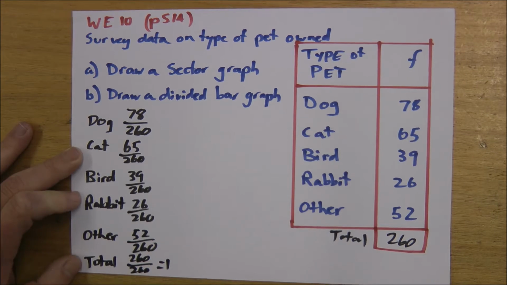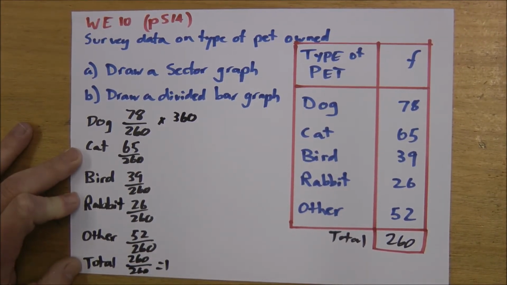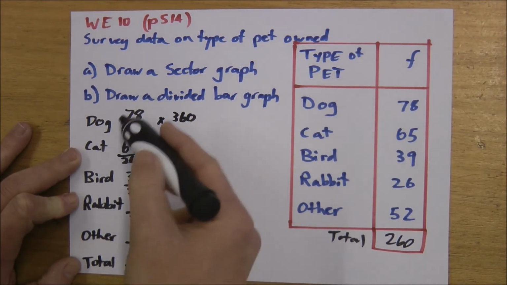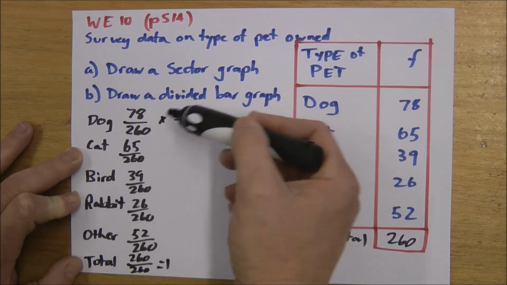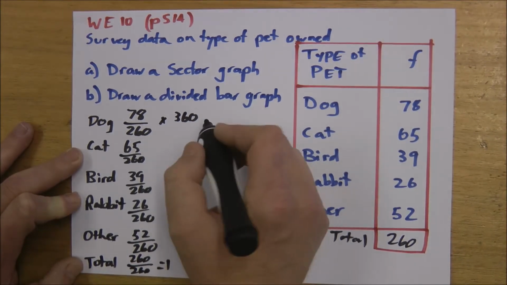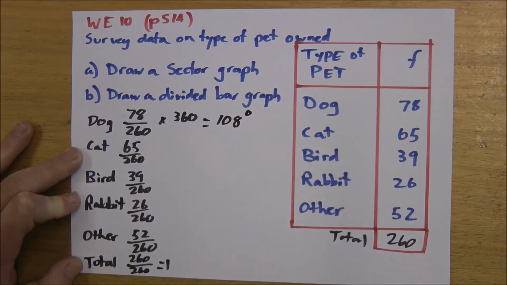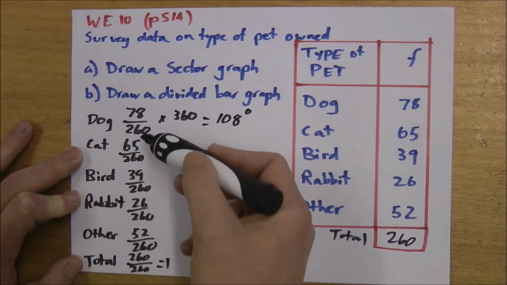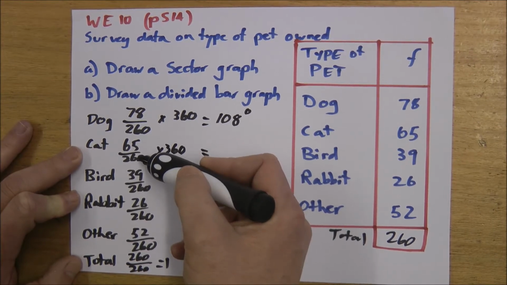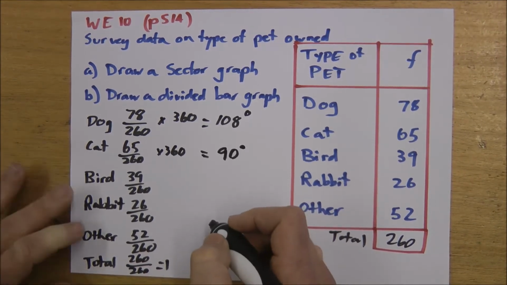Now, to draw a sector graph, we're going to draw it as a circle. So what we want to do is multiply this by 360, because there's 360 degrees in a circle. When we put this into our calculator, we go 78 divided by 260 times 360. And what we'll get is 108. That tells us that part of the circle needs to be 108 degrees. This one here, we go times 360. And once again, 65 divided by 260 times 360, and we'll get 90 degrees, a quarter of the circle.